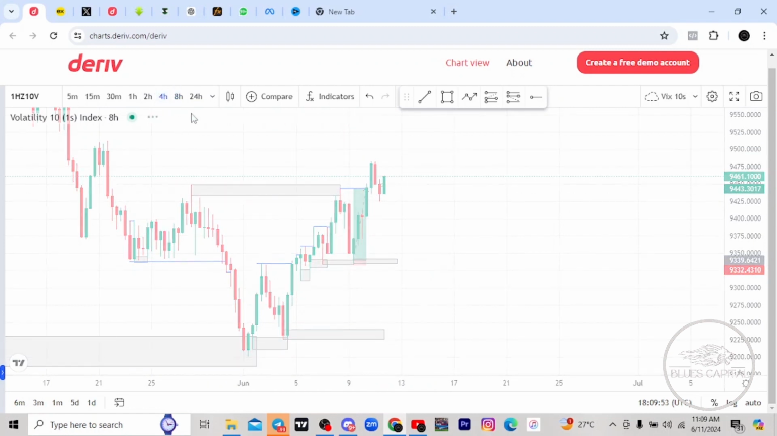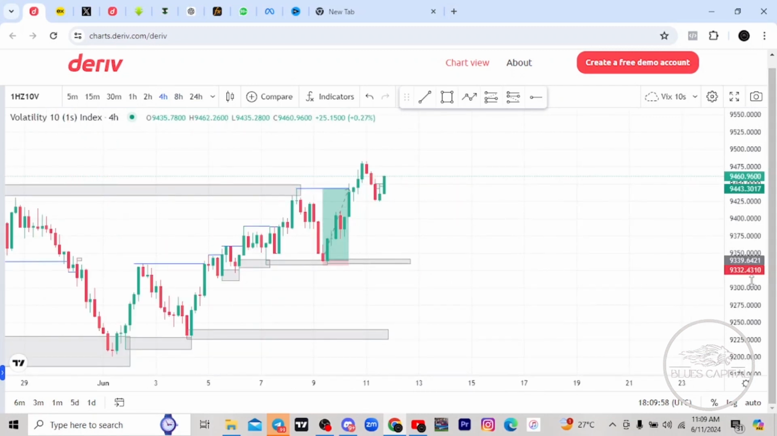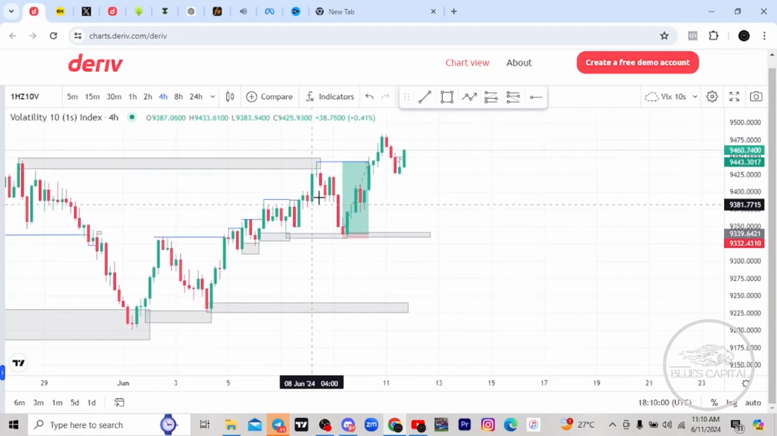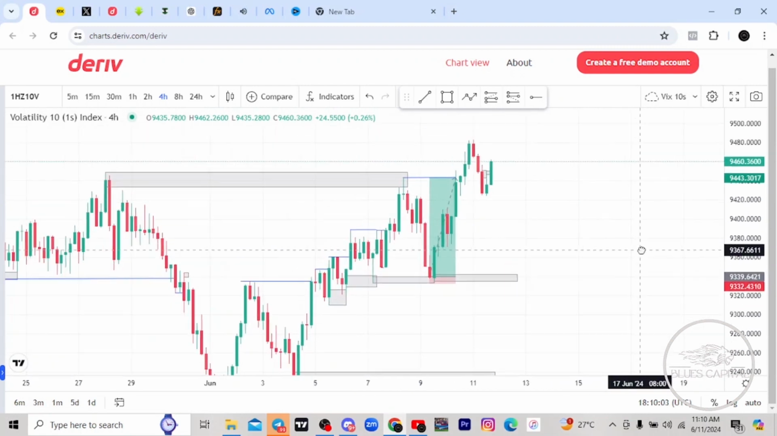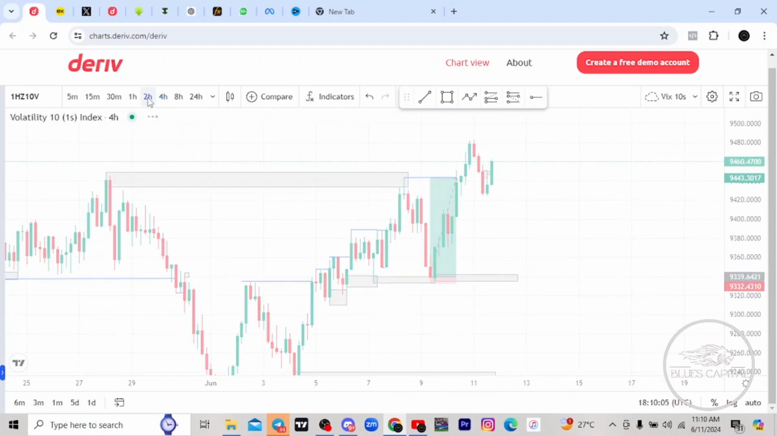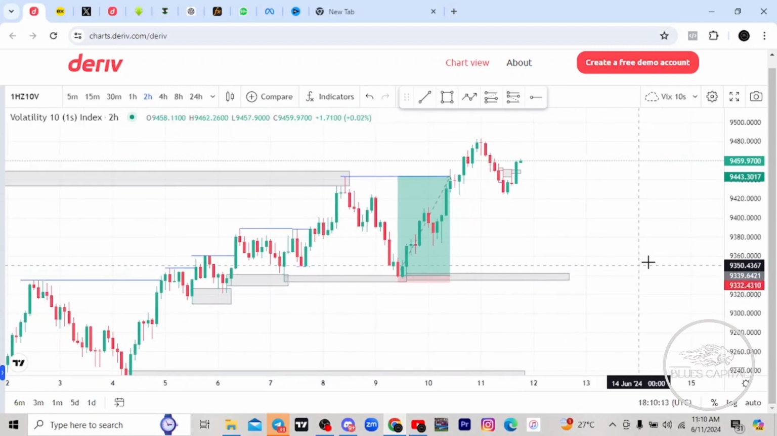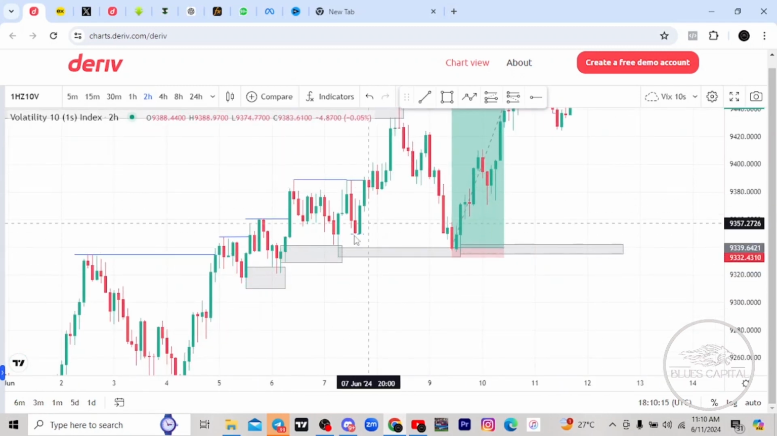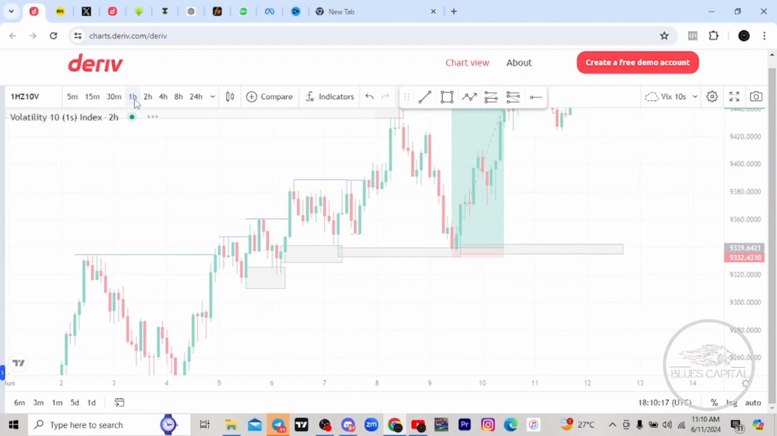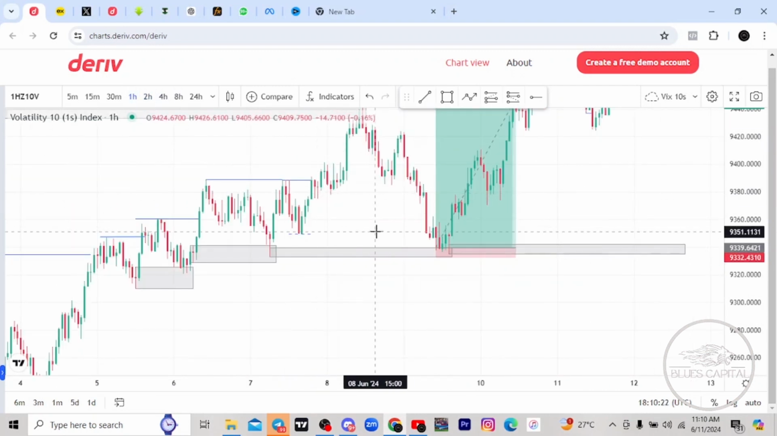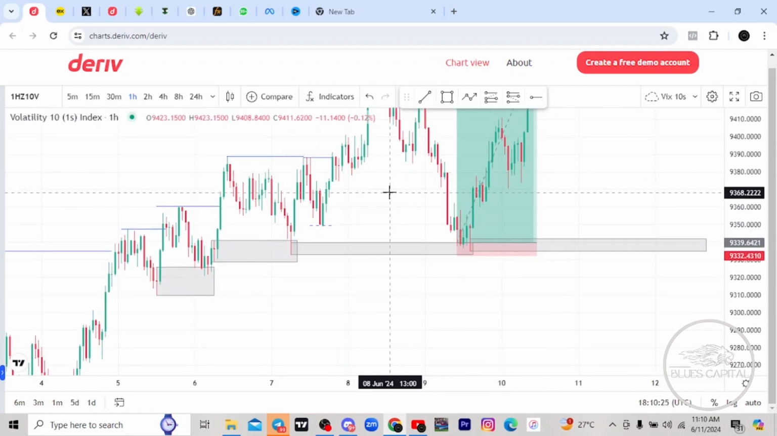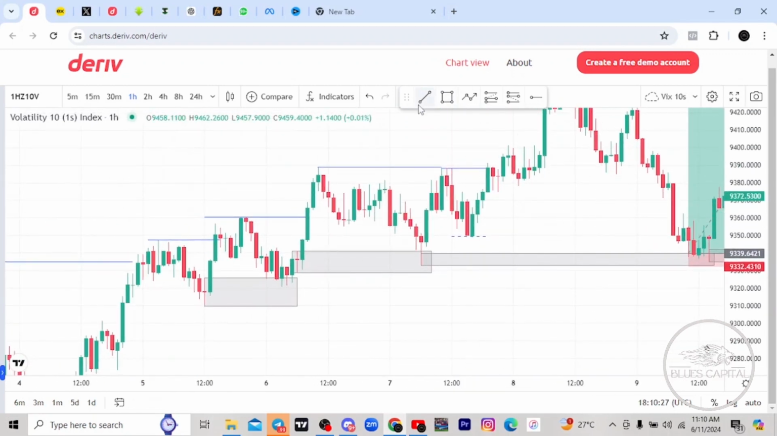So moving down to 4 hours. This is the 4 hours time frame. You can see the market is bullish. Then the 2 hours time frame. You can see the market is bullish. That's at this zone, at this particular place. So this is the first one. You can see the first one.